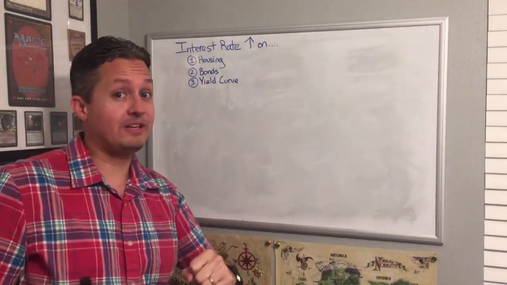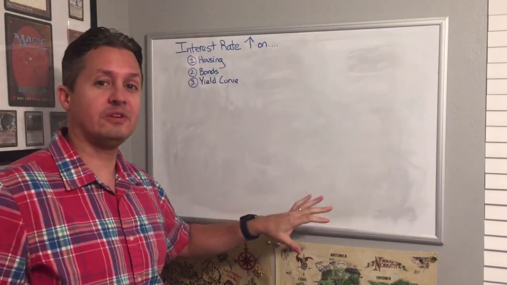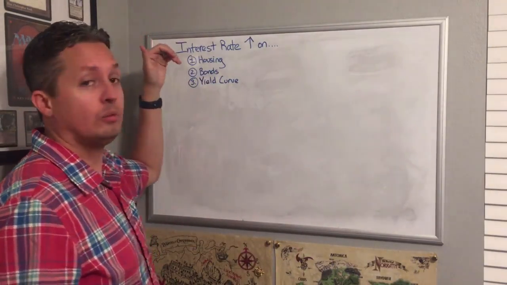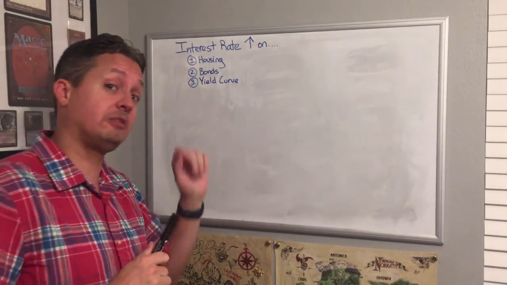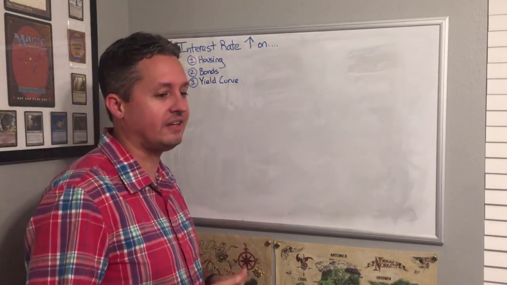So I just talked about interest rates and the effect on the whole system. What I want to talk about now is when interest rates go up, what's the effect going to be on housing, bonds, and possibly the yield curve? Maybe just an explanation of what that is.